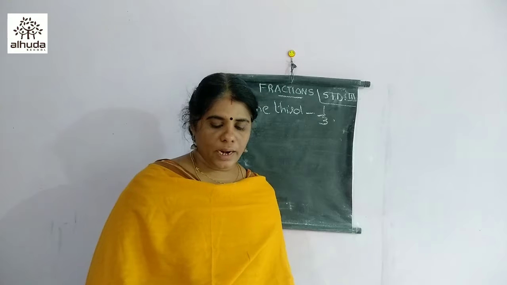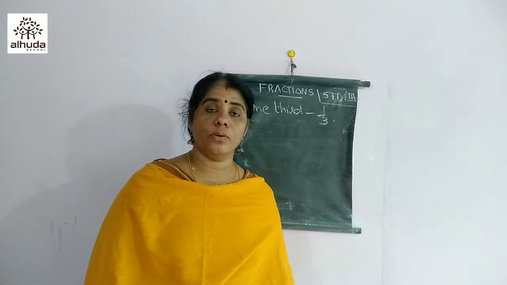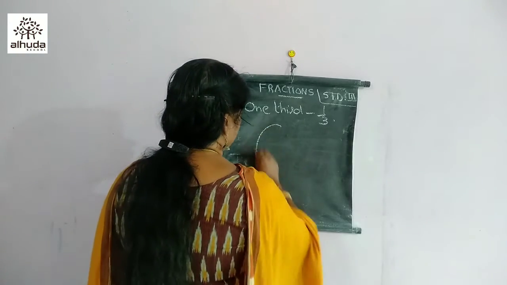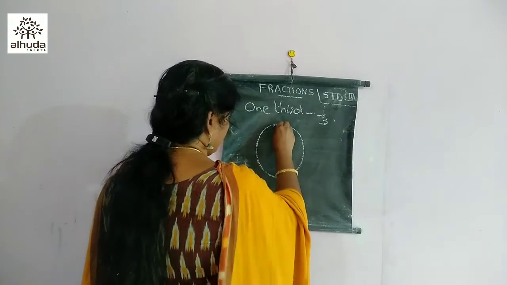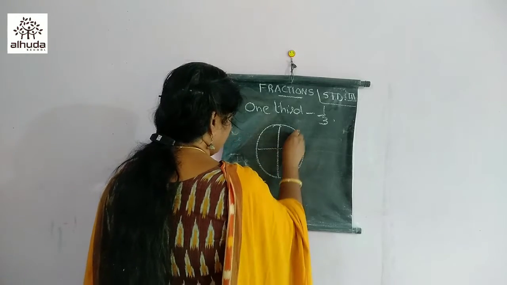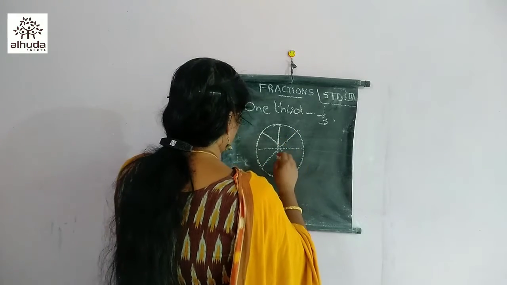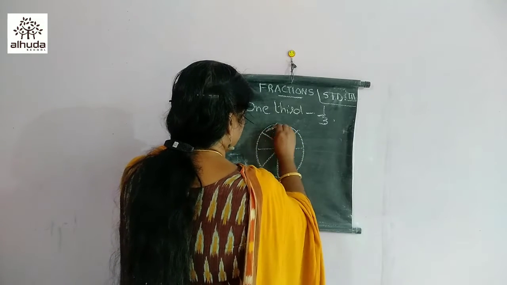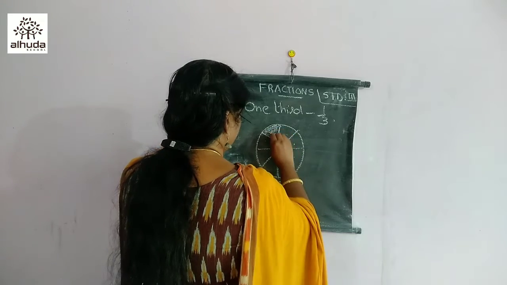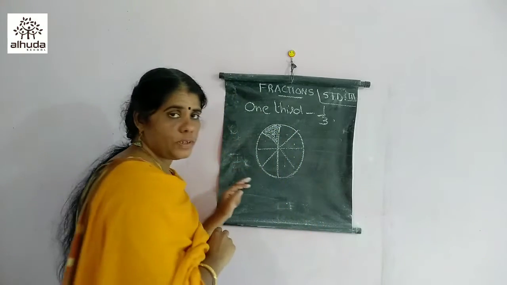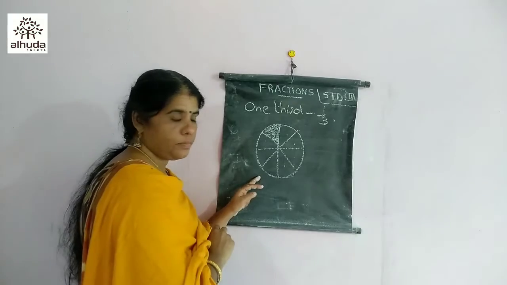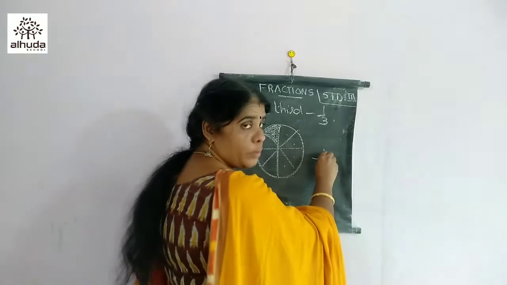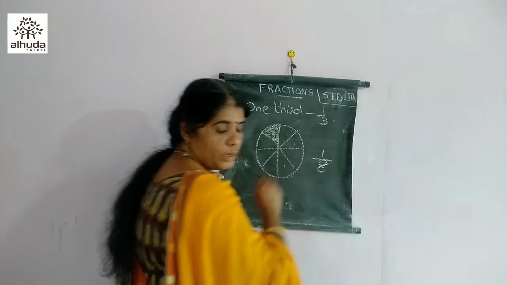The next question is, write the fraction of the shaded part of the following. Like this: 1, 2, 3, 4, 5, 6, 7, 8. So one portion is shaded. Which fraction represents this picture? This is 1/8. 1 is called the numerator and 8 is called the denominator.